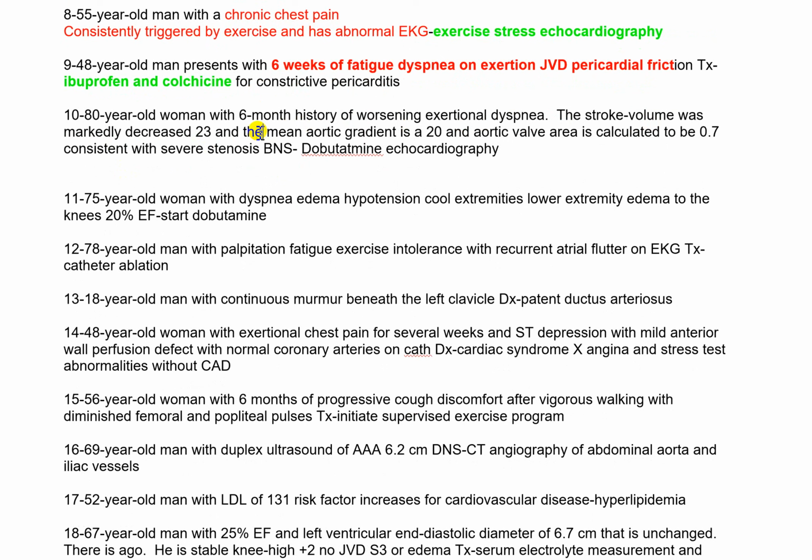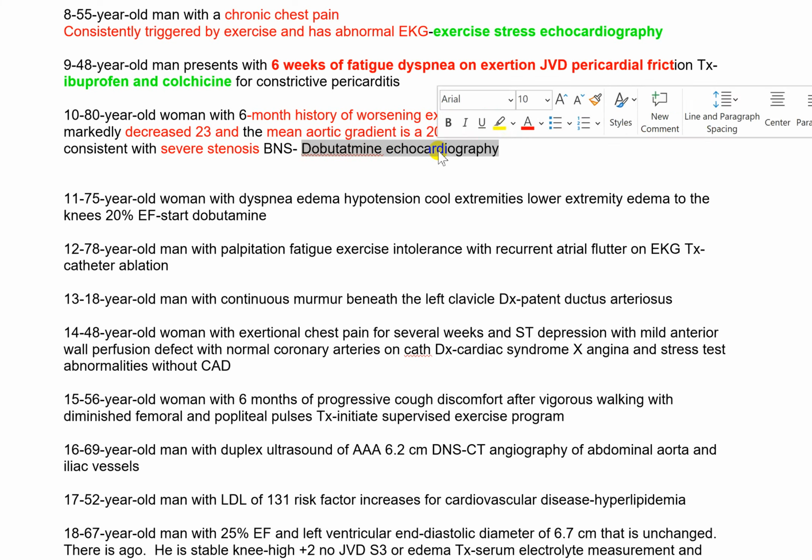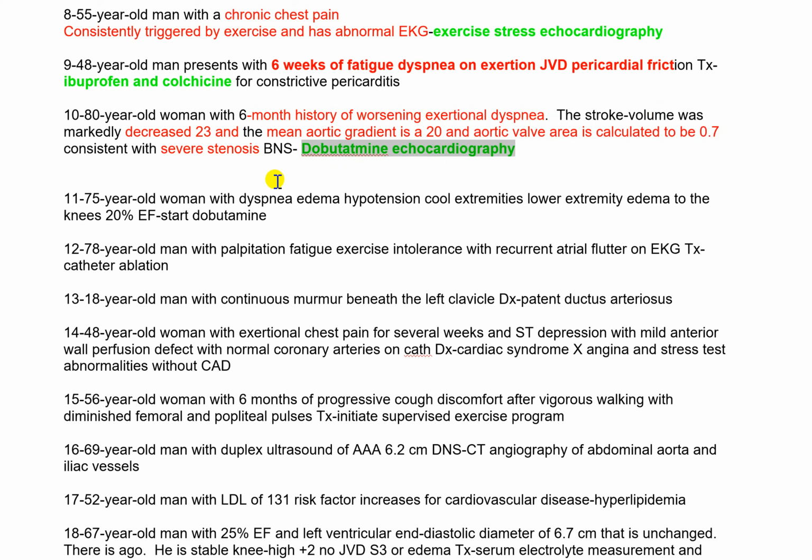Whenever you see an 80-year-old woman who has a 6-month history of worsening dyspnea, low stroke volume, mean aortic gradient of 20, and aortic valve area of 0.7, and there's severe stenosis. Okay, they told you severe aortic stenosis. What would be the best next step for this patient? That's surgery. Remove the valve. Yeah, and before you remove it, you can do a test for severe aortic stenosis. You can do dobutamine echocardiography.